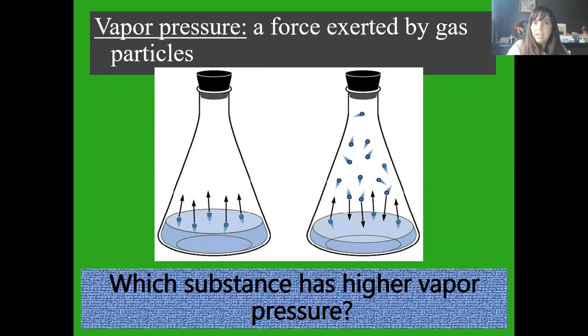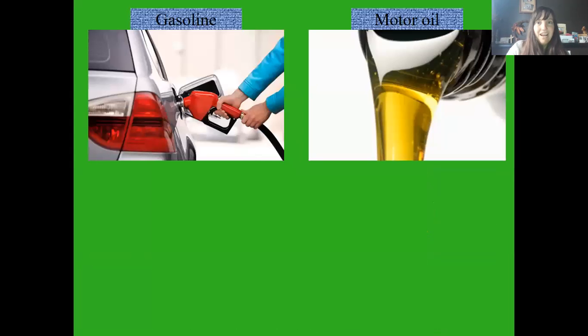Vapor pressure is just a force exerted by gas particles. So that would be this guy. It has more gas particles there, so it has higher vapor pressure. It's exerting more pressure from its gaseous particles. All right, so now let's imagine which of these has higher vapor pressure.